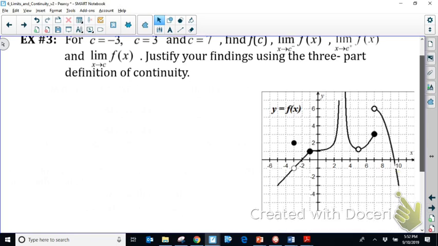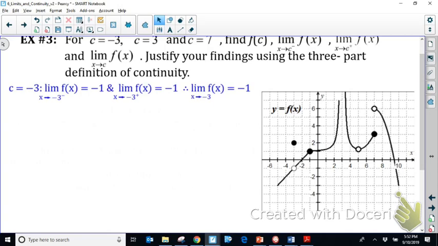Now, you should be able to look at the graph and tell whether there's going to be continuity or not. So looking at c of -3, you can see that we have a hole there at -3. So right away you should be able to say, well, it's not going to be continuous. But let's use the definition to show why it's not continuous there. So looking at c of -3, the output, f of -3, is going to be a 2. Well, that's one thing that we need to evaluate.